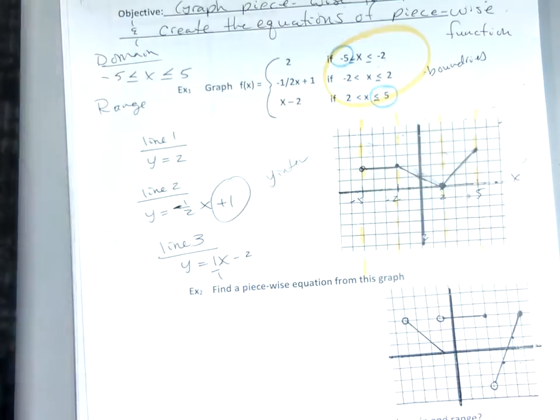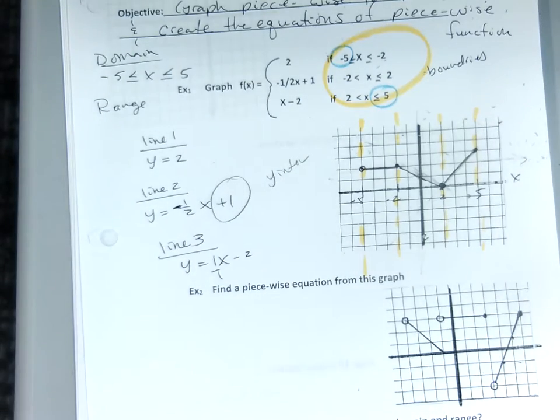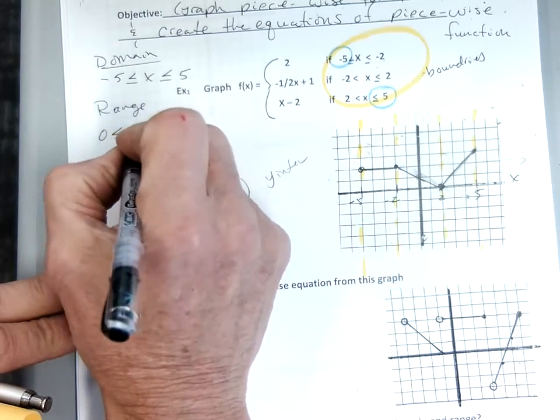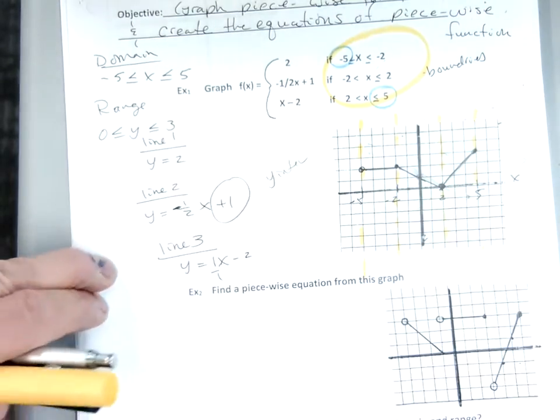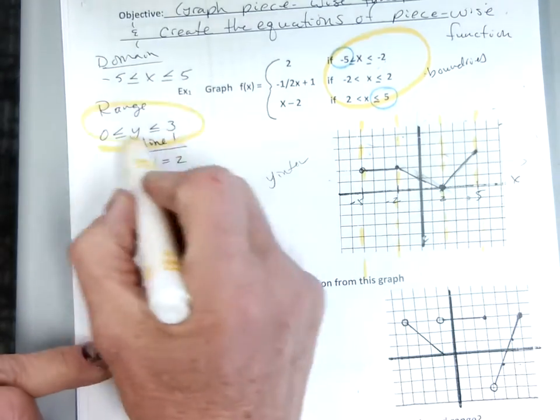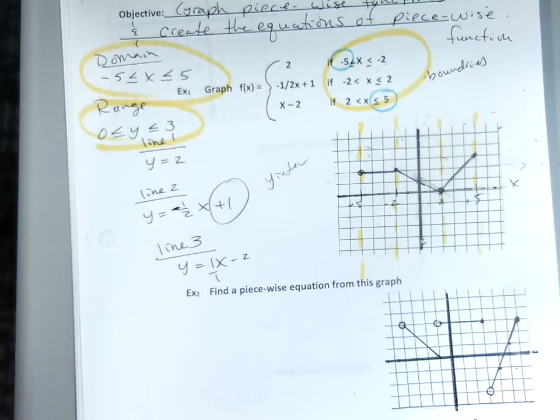Reach for your range. And again, if you were to tell me on range, and I'll take it on a test, from a height of 0 to a height of 3, if you say from 0 to 3, I would take that. I would prefer 0 is less than or equal to y, which is less than or equal to 3, okay? Domain and range. How am I doing?